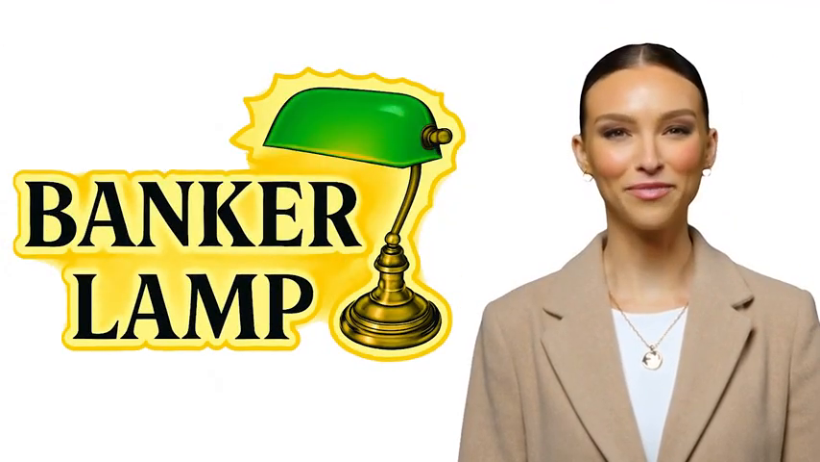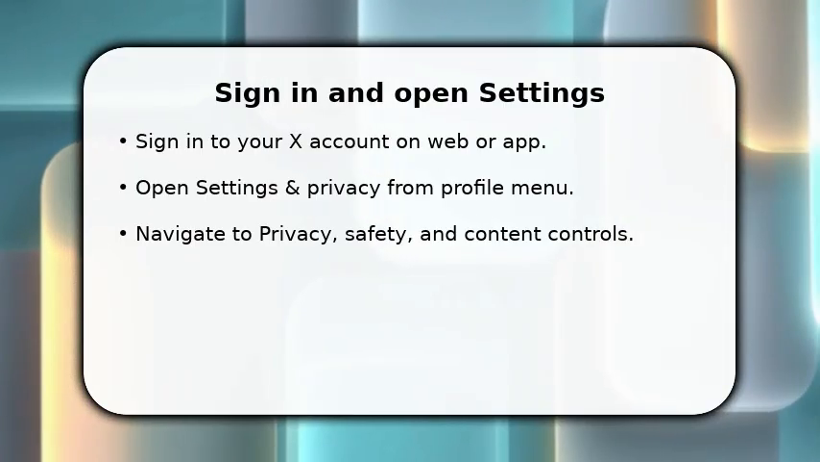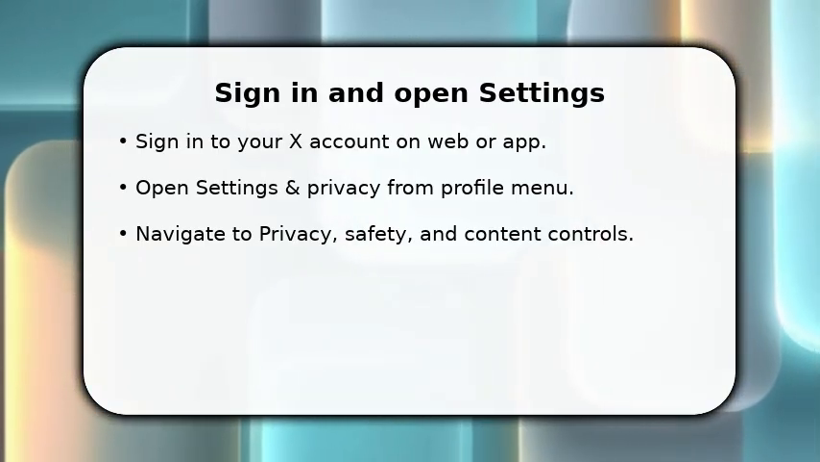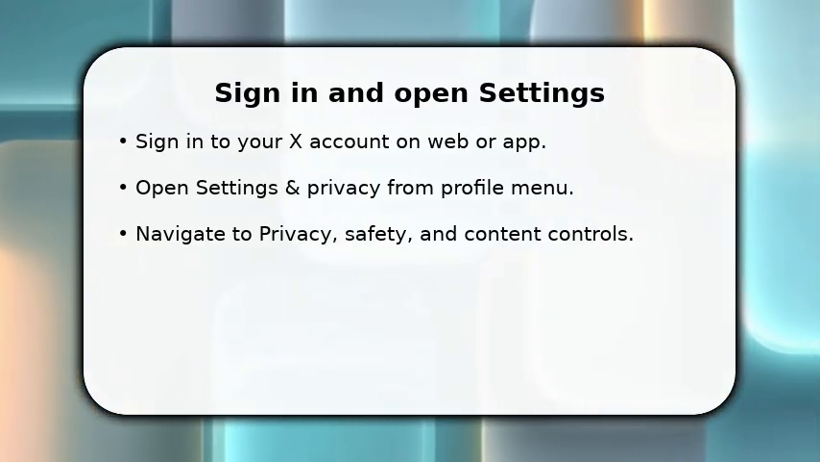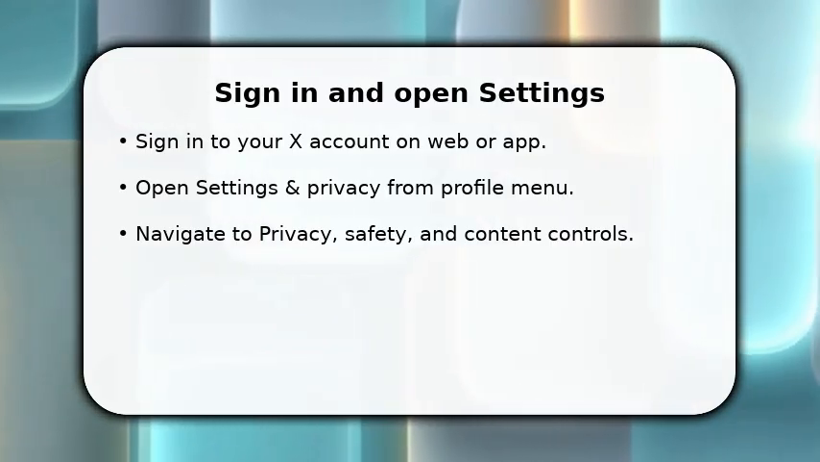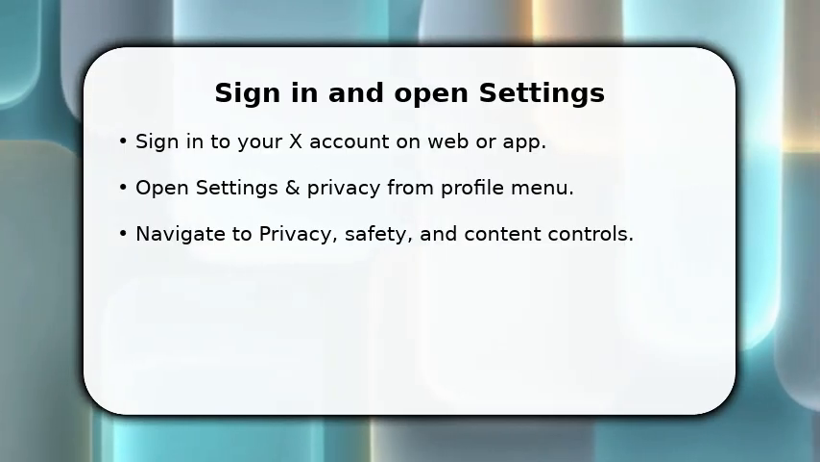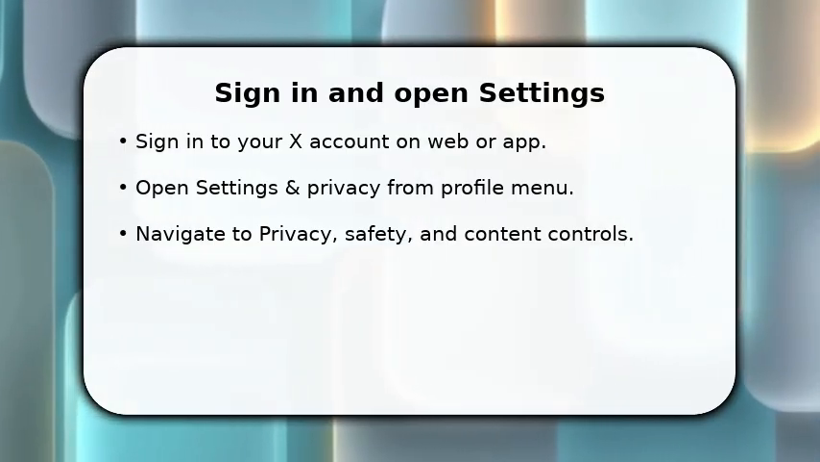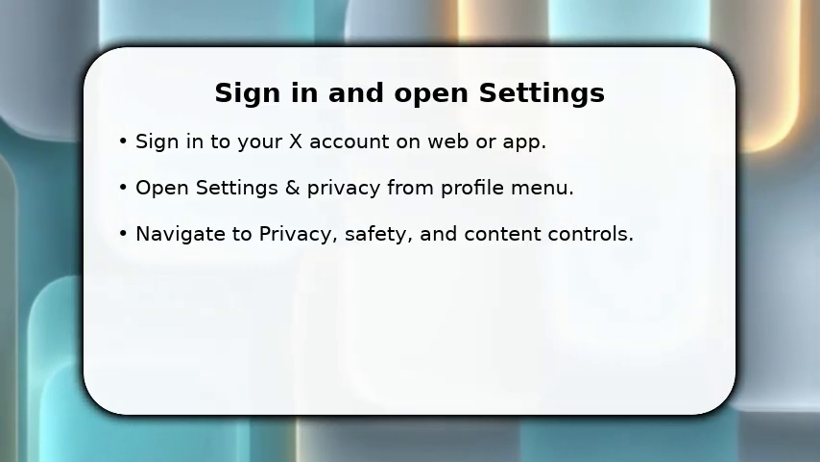Please enjoy the video. You're signed in and ready. Open Settings and Privacy from your profile menu now. Once there, tap Privacy, Safety, and Content Controls to reach content filters. You need a verified session, make sure two-factor prompts are cleared, then choose Search Settings within Content Controls.